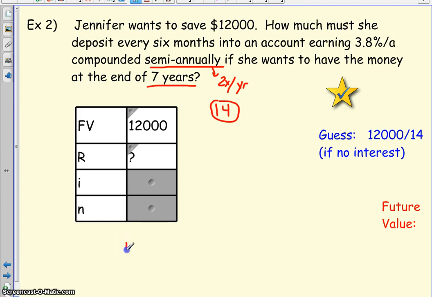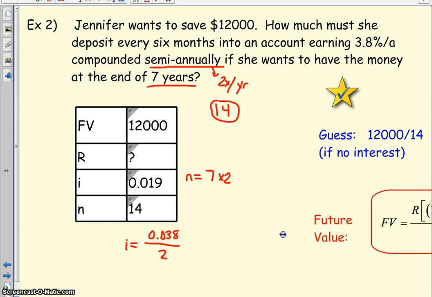Remember, just like in compound interest, 3.8% a year is 0.038. It's compounded twice a year, so we divide it by 2, which gives us an I value of 0.019. And then our N, which is the number of compounding periods, is 7 years times twice a year. So that's going to give us an N value of 14.